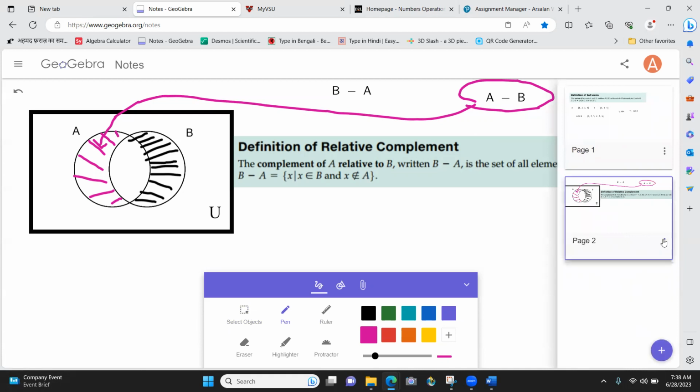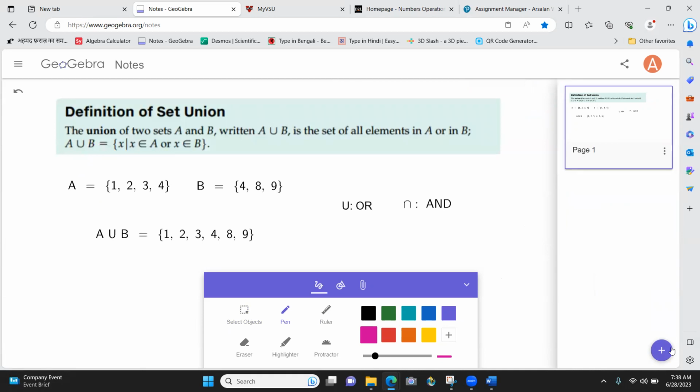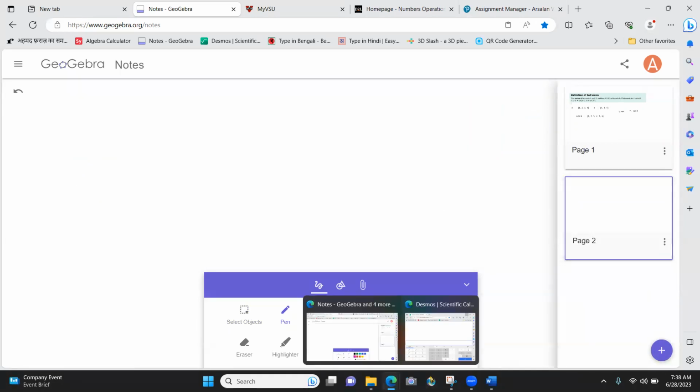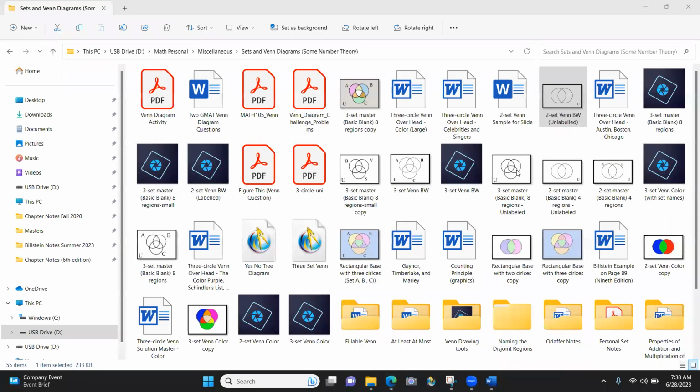Now, we will use three sets. So let's look at a Venn diagram that involves three sets. We will not use anything with four sets. We just won't.